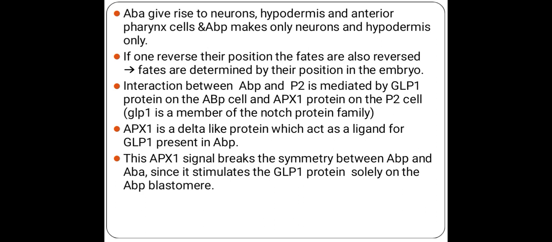GLP1 is a member of the Notch protein family. APX1 is a delta-like protein which acts as a ligand for GLP1 present in ABp. This APX1 signal breaks the asymmetry between ABp and ABa since it stimulates the GLP1 protein solely on the ABp blastomere.